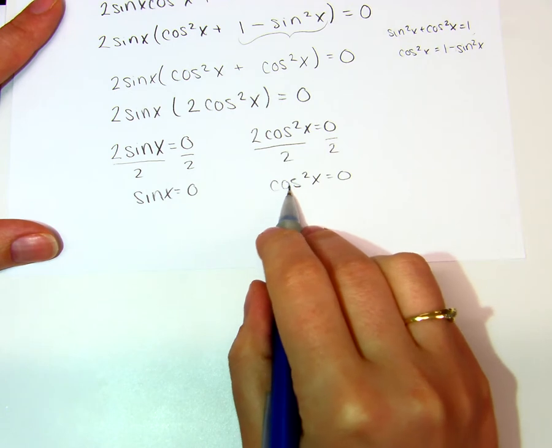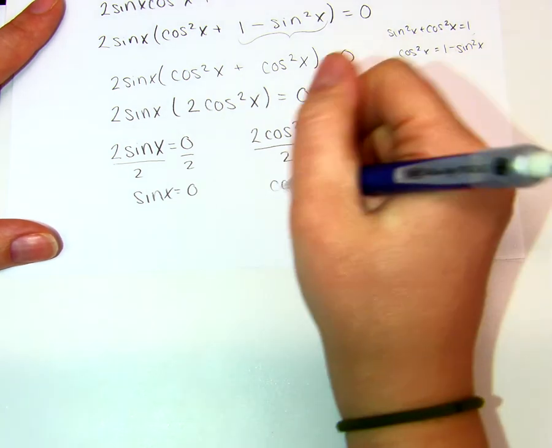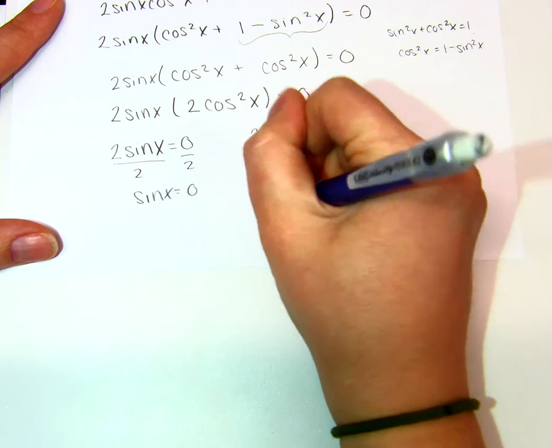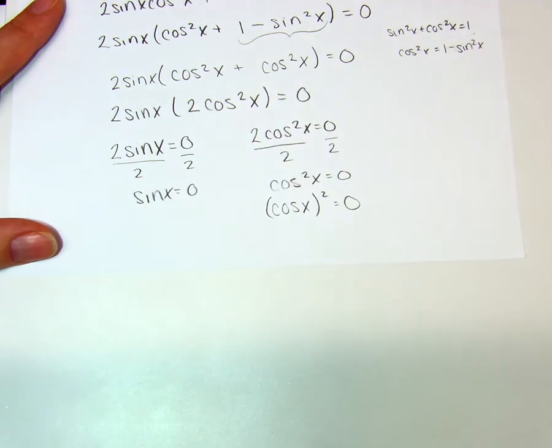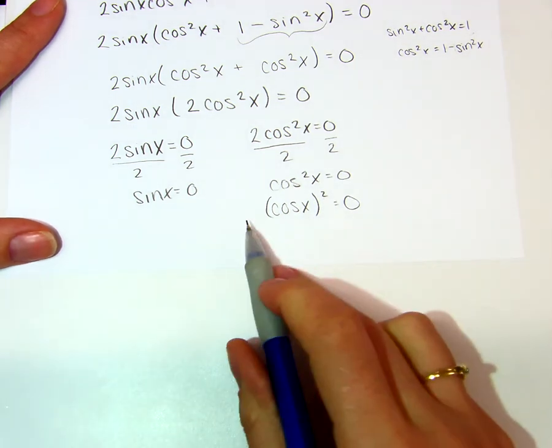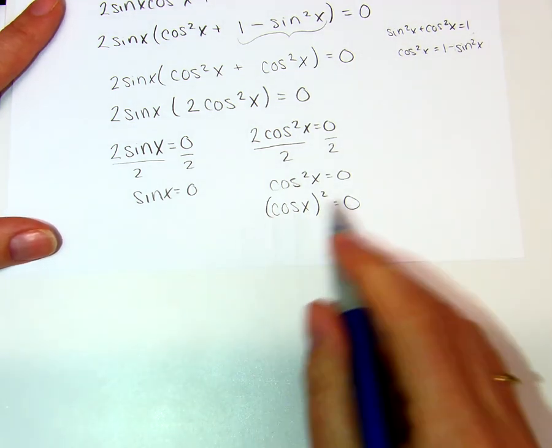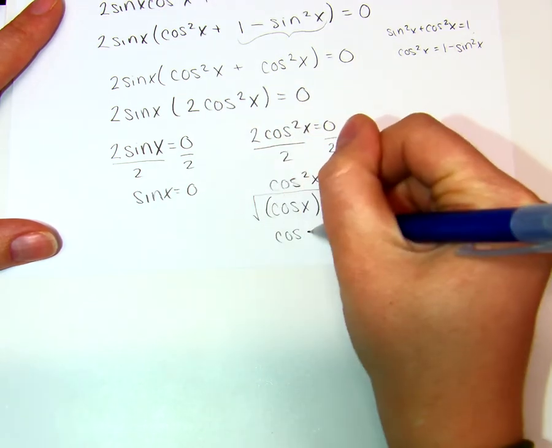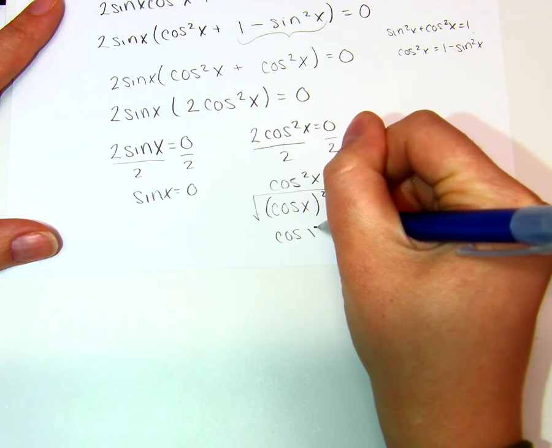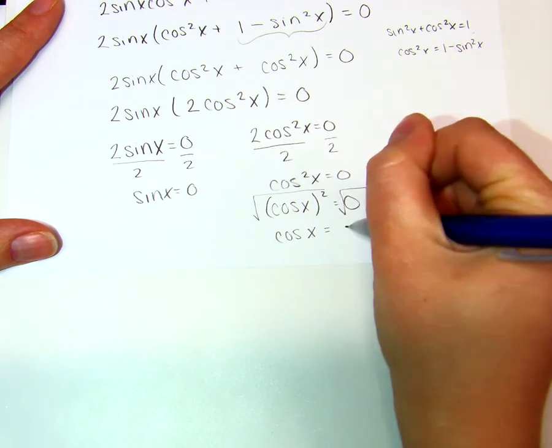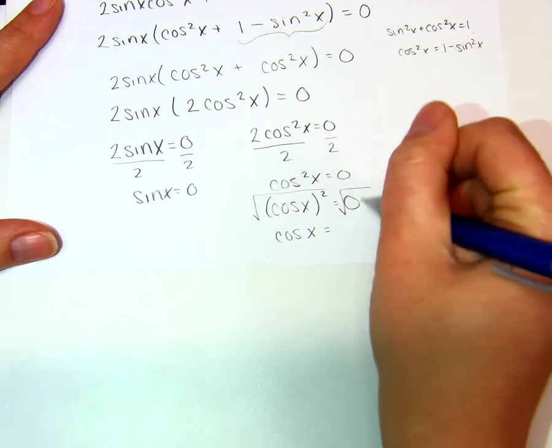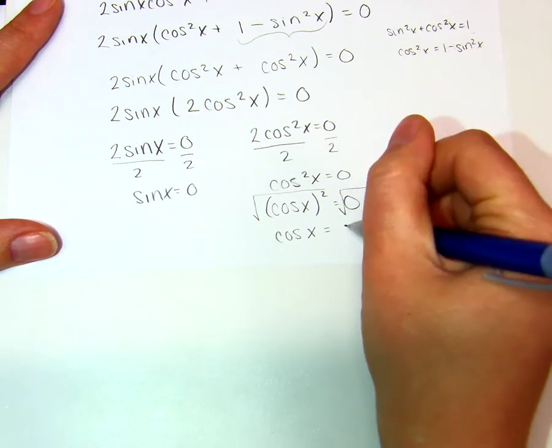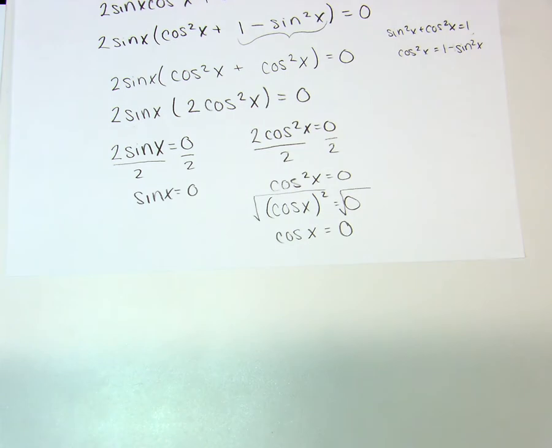If you remember what cosine squared x actually means, it's shorthand for cosine x squared. So if I think about that, how would you get rid of a square? What's the opposite operation of squaring something? It would be a square root. So I'd have to square root both sides. So cosine x would equal plus or minus. Whenever you take the square root, you should put a plus or a minus. But since it's 0, a positive or negative 0 is not going to change anything. So I have cosine x is equal to 0 and sine x is equal to 0.